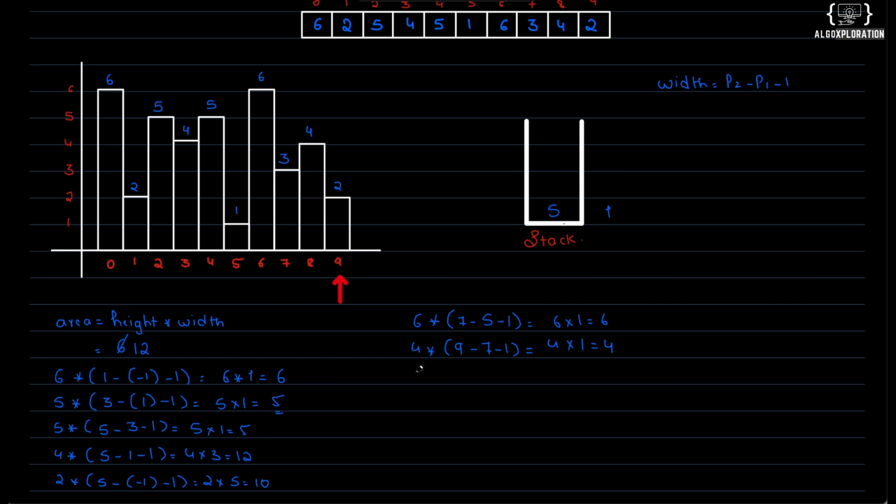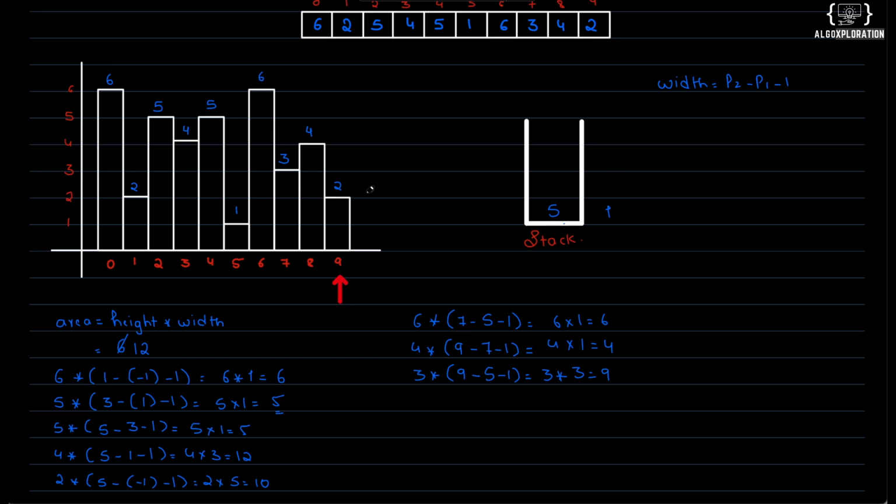I popped 7, in which at 7, 3 was present. So 3 into where I'm pointing right now, 9, minus what is the previous smallest element, which is present at index 5. So here you can see that for this 3, the previous smallest element is present at index 5, minus 1. So 3 into 3, the answer is 9. So you can see that if I want to include this height as 3, this is the width, which is 3. But this is not beating 12, so I'll not update it.